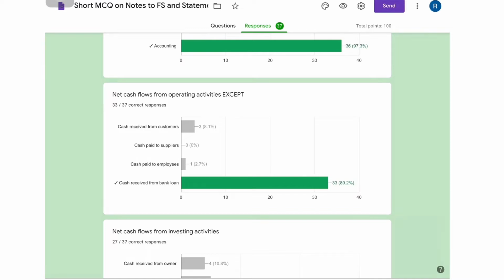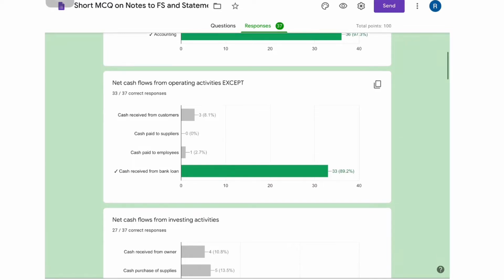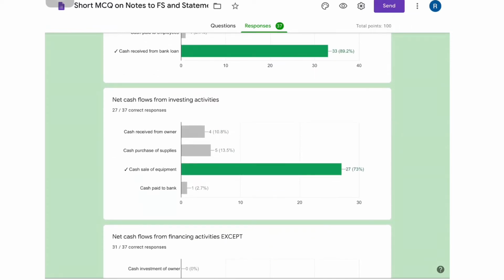So the answer is cash received from bank loan. Because when we say bank loan, it's most likely a non-current liability. And non-current liability is financing. Net cash flows from investing activities. Look for non-current assets here. Answer is cash sale of equipment, of course. Cash received from owner, this is financing because this is capital. And then cash purchase of supplies, this is operating. And cash paid to bank, that's financing as well. Same with cash received from owner.